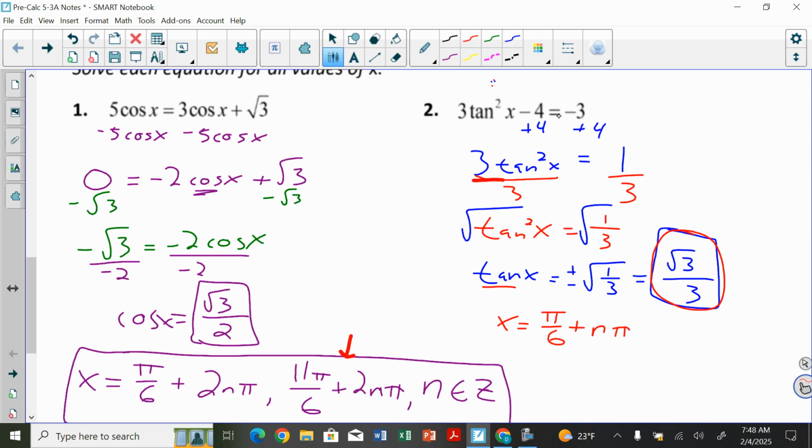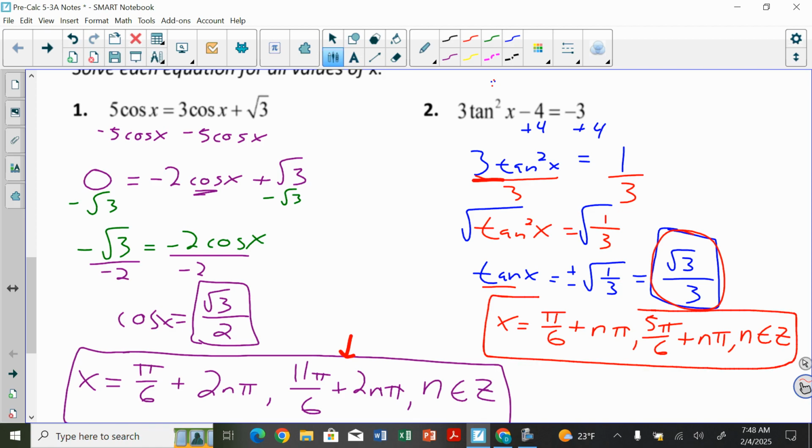Okay. Are there other places that it happens? Sure. There's one more, and it's 5 pi over 6. And again, plus n times pi. And I just have to make a note that n is an integer. Okay. So at those 2 places for sure, and then every period, so n times pi, those would repeat. That's where tangent's going to be square root of 3 over 3. So solving those that way.